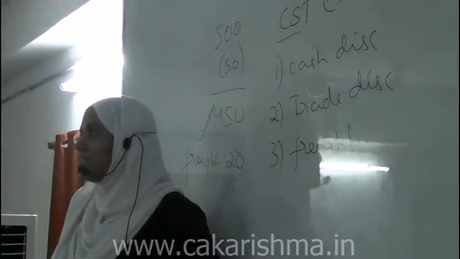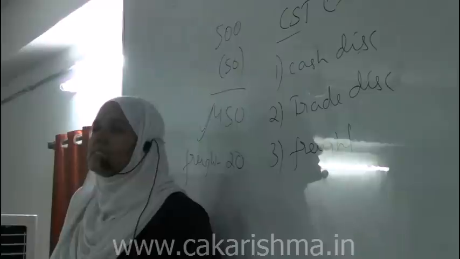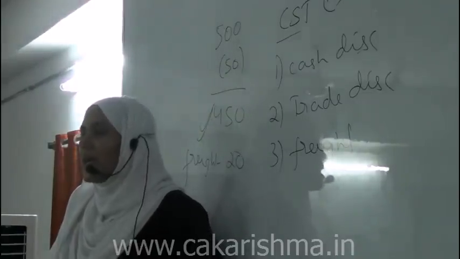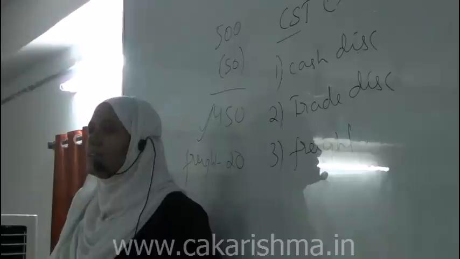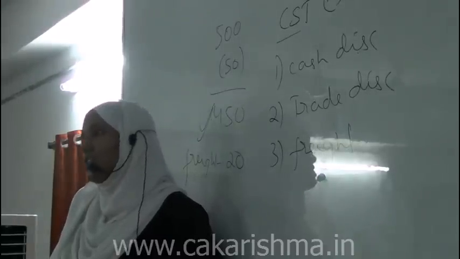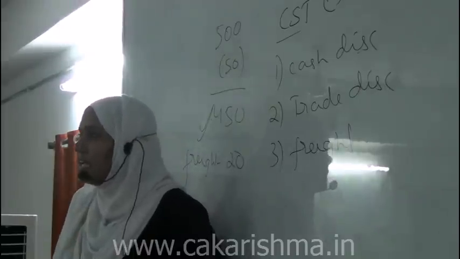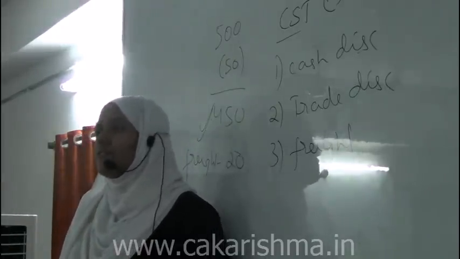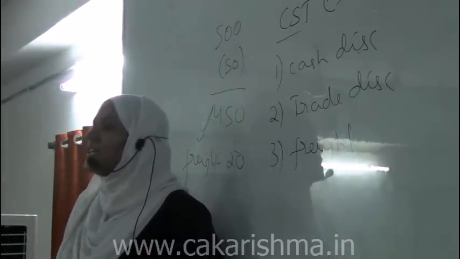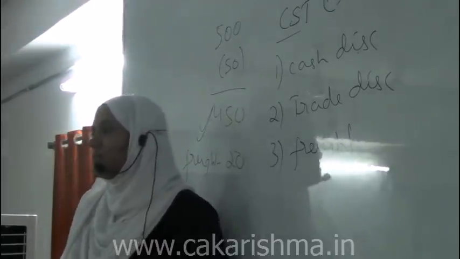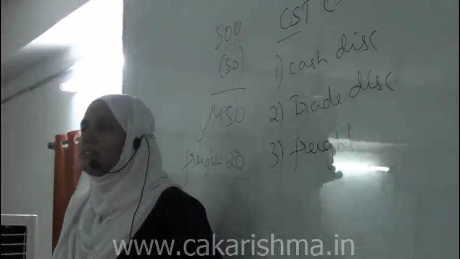Now what about installation? Again, installation is very interesting. Let's say somebody sold you an AC for 30,000 rupees, and they say this 30,000 is with installation. We will install it; 30,000 is inclusive of installation. The person will come to your house and fix the AC for you. Now CST is attracted on the entire 30,000.